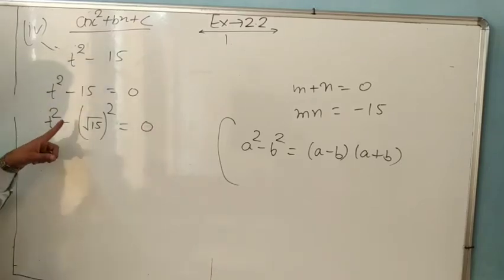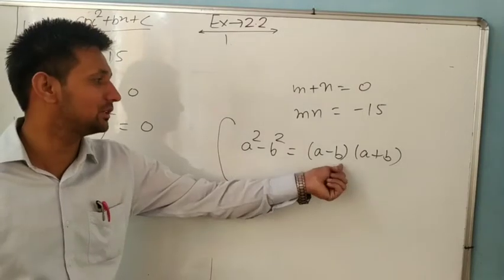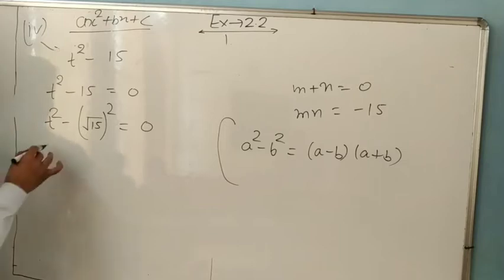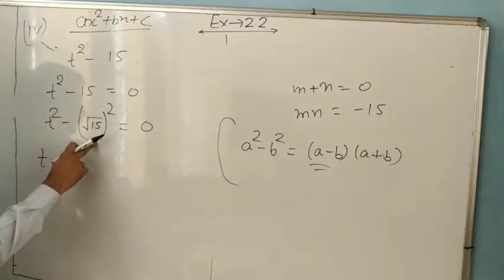Now a square minus b square. Write the formula in the exam also: a square minus b square equals a minus b times a plus b. So a minus b. So t minus b is how much?